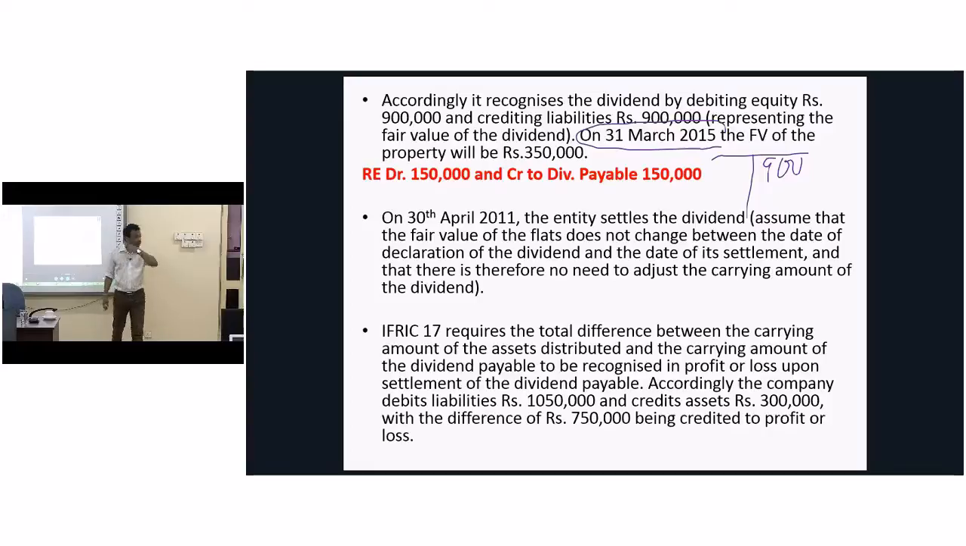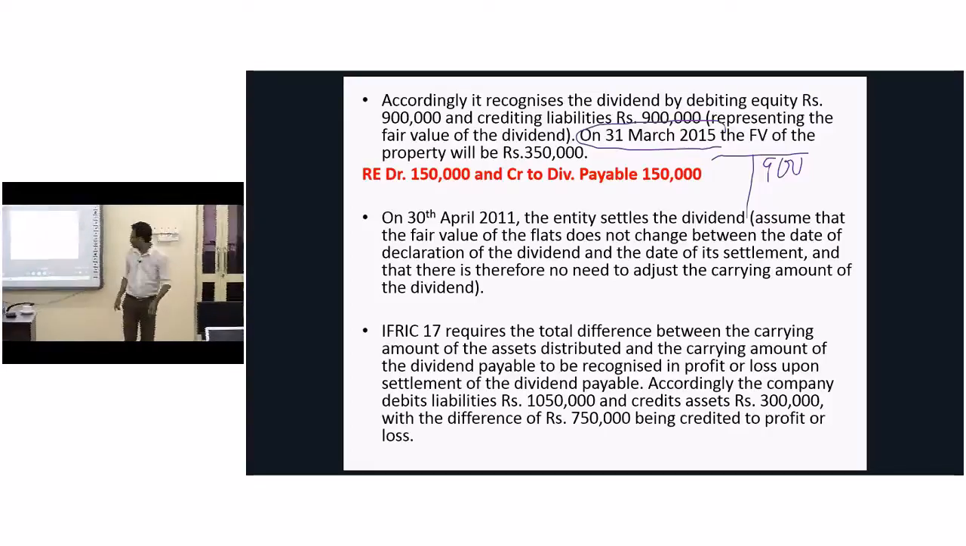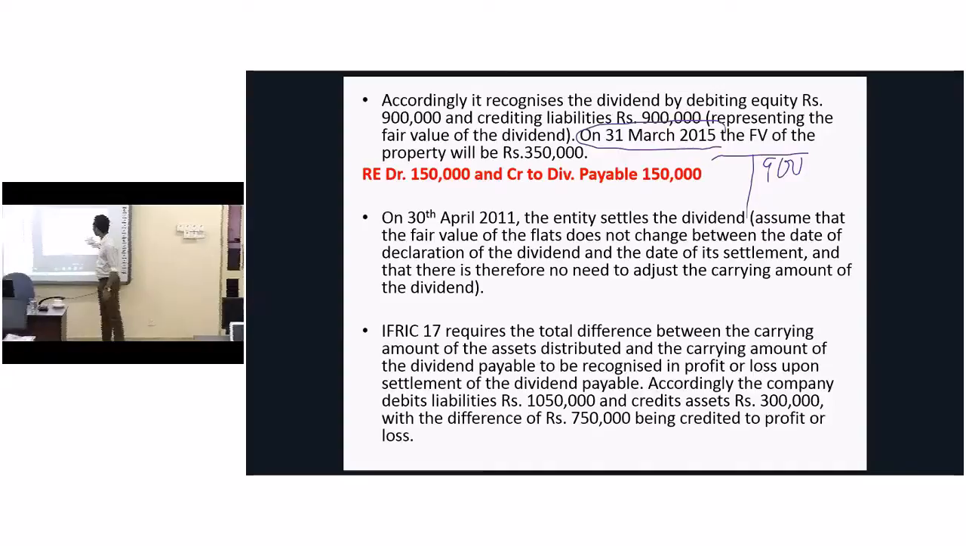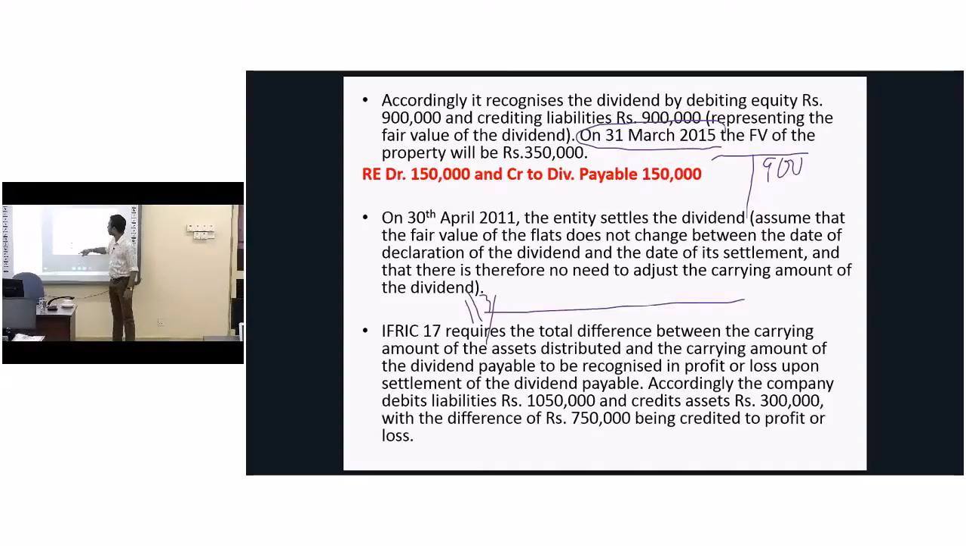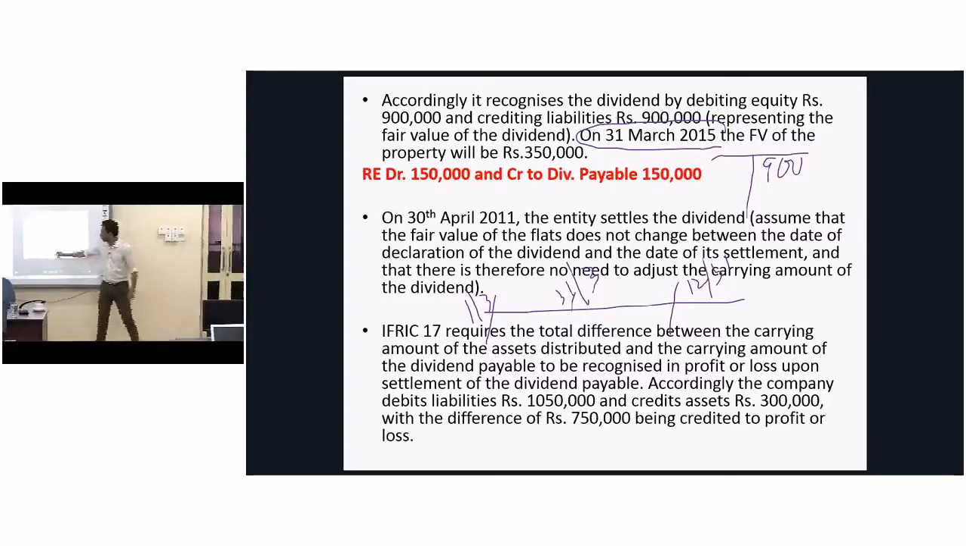According to the theory, on the settlement date, if I draw a timeline, it is like this. Dividend proposed, let's say on March 1st. Year end is 31st March. Settlement date is December 31st. 3 different dates. Proposal was made on this date, this is year end, this is settlement date. On the proposal date, I have to recognize at fair value. What is the double entry? Liability credit 900, retained earnings debit 900.